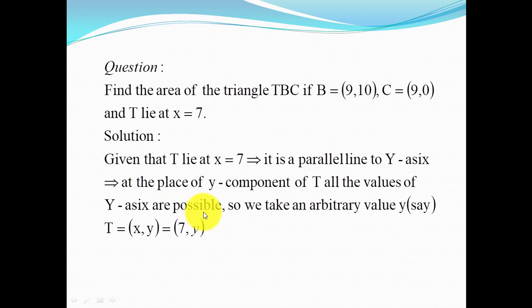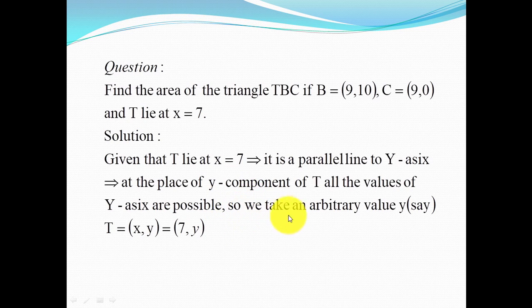It is clear that T lies on this line. So this implies that its y component may possibly be any one of the values from the y-axis, but the x component is fixed, whose value is 7, because at x equal to 7, the x component of each point is fixed, which is 7.